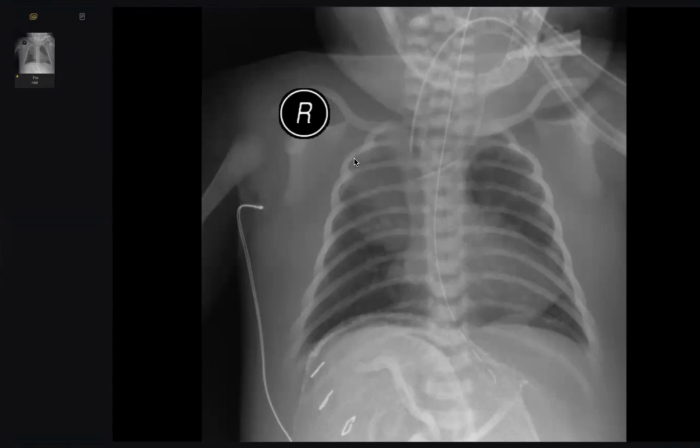Apart from this, I can appreciate there is some air under the diaphragm. Okay, sir, then I can appreciate there is a patchy area of consolidation identified along the right upper zone of this child.